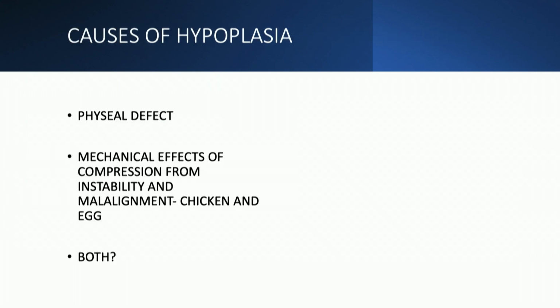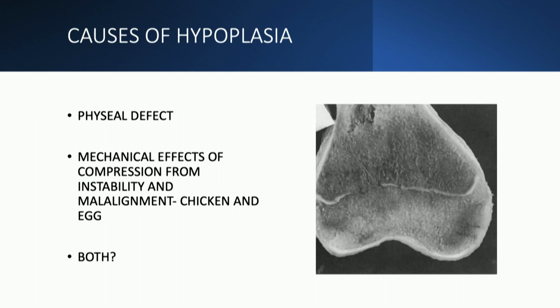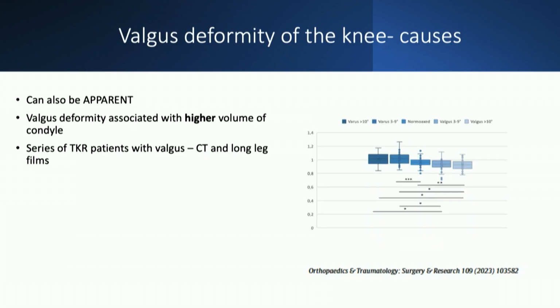So why is the condyle small in these sorts of patients? Is there a defect in the physis? Or are we seeing the mechanical effects on the physis causing the condyle to appear smaller? So is it a bit chicken and egg? Is it the malalignment and compression that causes the condyle to develop less commonly because of the way the forces pass through the knee? But remember, a lot of the cases where we think they have hypoplasia of the lateral femoral condyle, it's actually apparent.